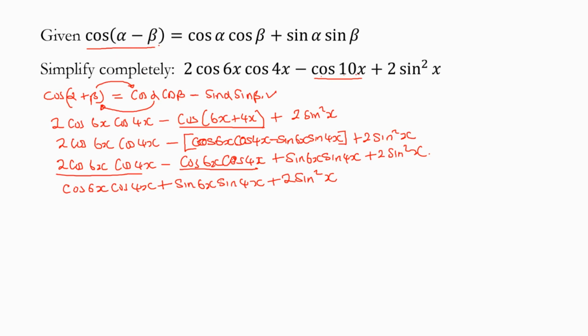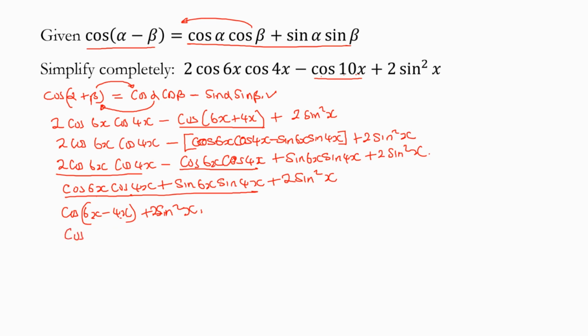Then we can use this identity, moving from this to this. We can see that this part here is just the same as cos(6x minus 4x). So this is cos(6x minus 4x) plus 2 sine squared x. What is 6x minus 4x? It is 2x, so we have cos 2x plus 2 sine squared x.